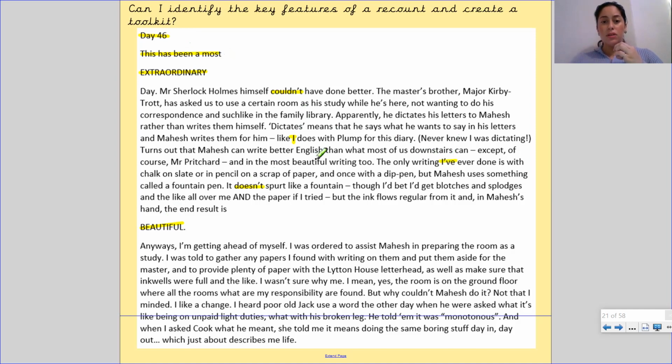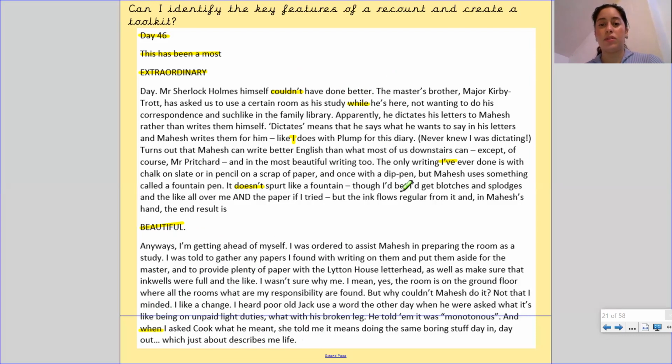Now, what do you notice about how she is expressing herself in terms of the handwriting that she's noticed, Mr. Pritchard's handwriting, what kind of day it's been, what kind of language does she use to express herself? Okay, I'm also going to highlight two more words and see what you notice about them. We've got while here, and in this paragraph, you may have noticed we've also got when. I asked Cook what he meant. I haven't read this part, but you can read it yourselves to identify the different features. Okay, so what do you notice about these two words, while, when?